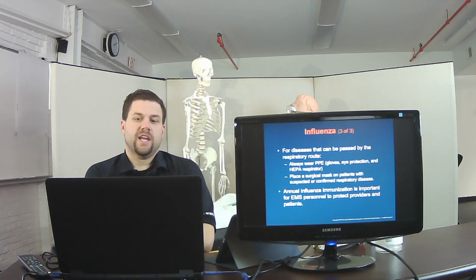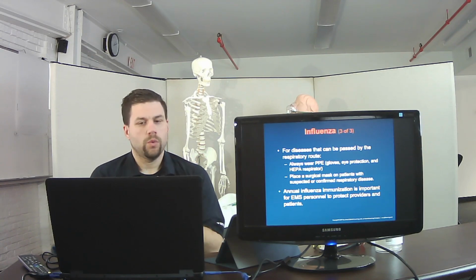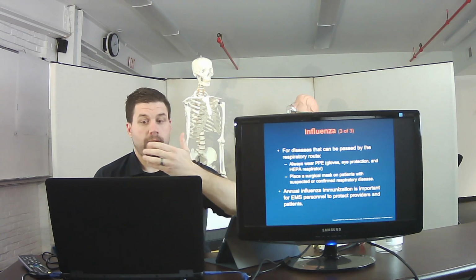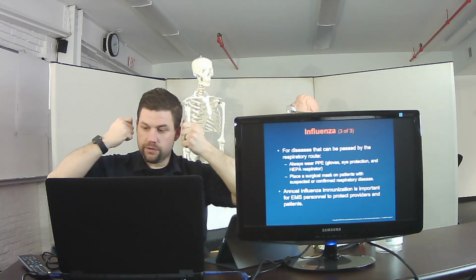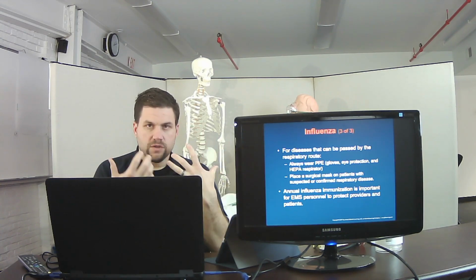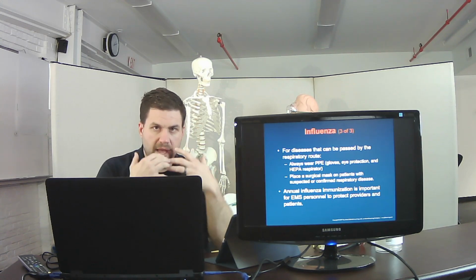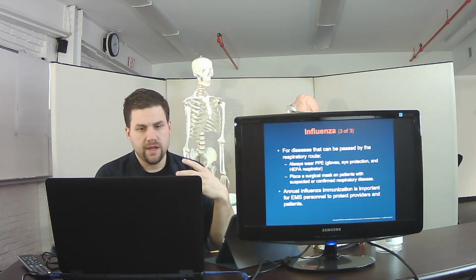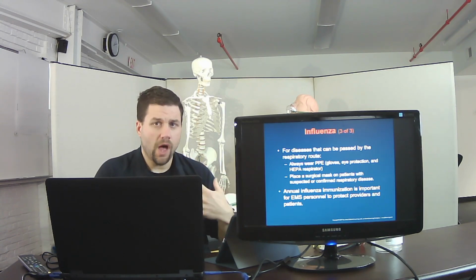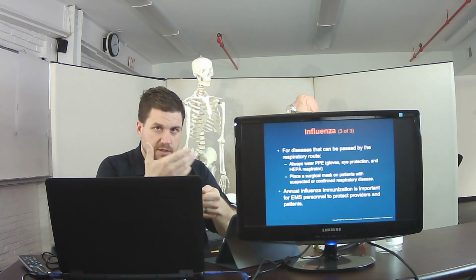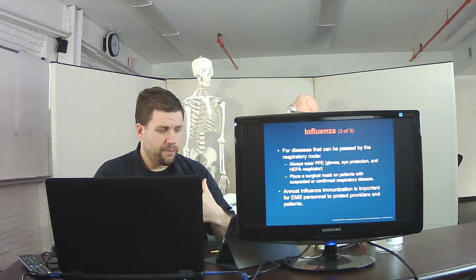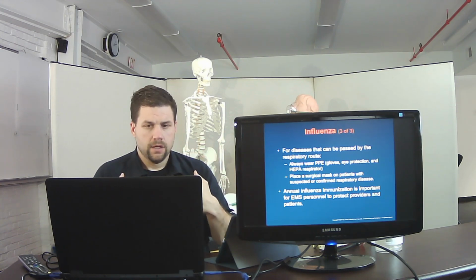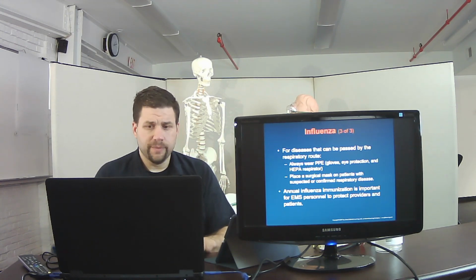So diseases that can be passed by the respiratory route, we're always going to wear our PPE, gloves, eye protection, and a respirator. Put a surgical mask on the patient. So you see people walking around with a surgical mask on, and that's good for keeping the germs from entering the atmosphere. So when we put it on the patient, really what we're trying to do is prevent the patient from spreading it to us. So they have a mask and it's preventing the germs from coming out. We have a mask, it's preventing their germs from coming in. And hopefully by doing that, we're able to limit our exposure.